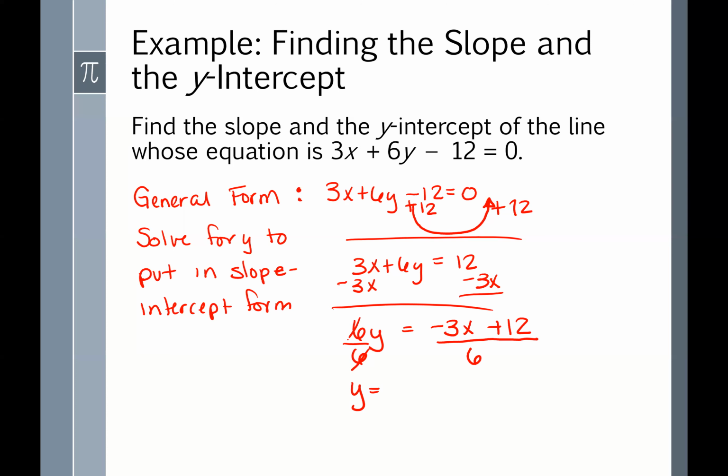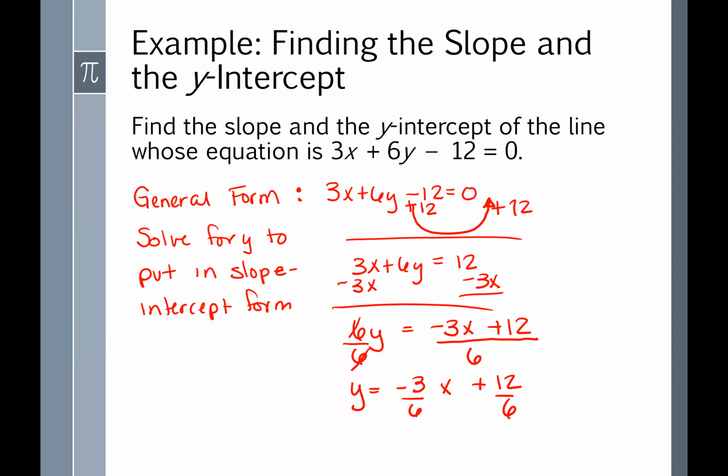Okay, so now the right-hand side can get kind of tricky. And you guys try all sorts of interesting things to simplify this, but there's only one thing you can do to simplify this. What you're going to do is write the 3 over the 6 and the 12 over the 6, and then simplify those two fractions.